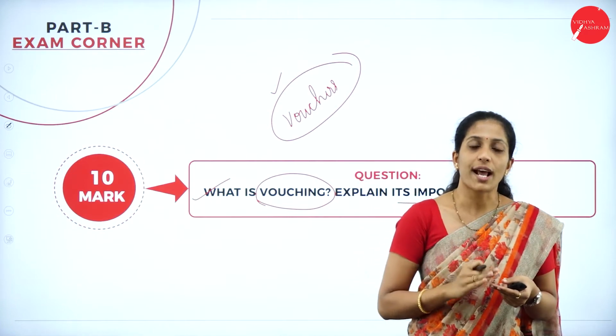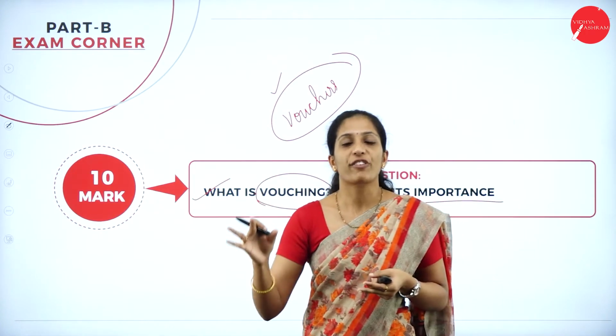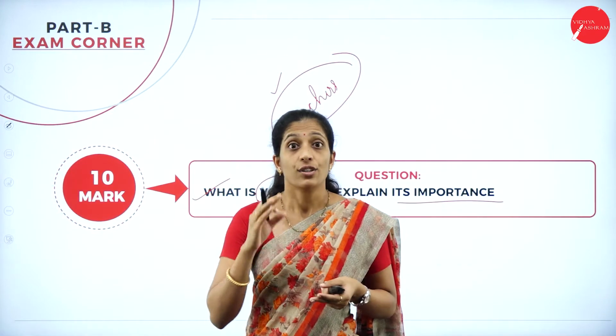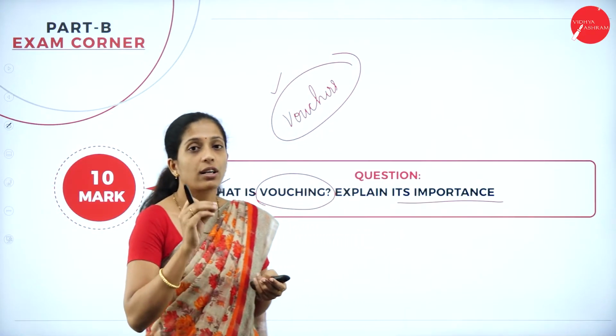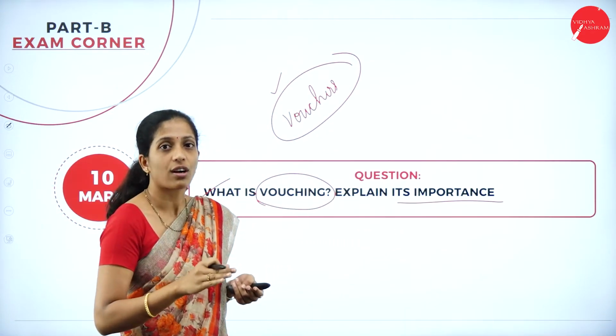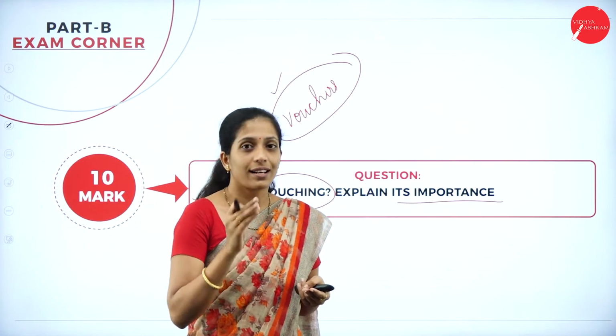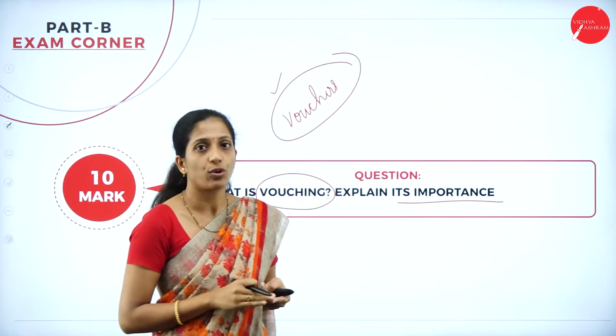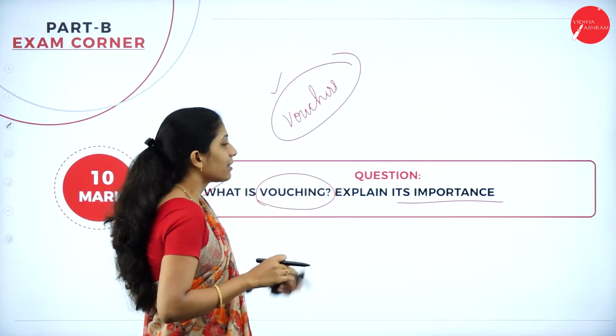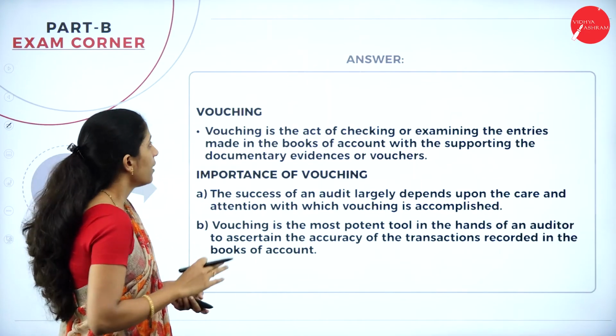Right? Such a transaction may cause a lot of differences in the organization. So in order to verify that, or to reduce the errors and frauds of recording a transaction without vouching, this vouching is essential. So how to write?